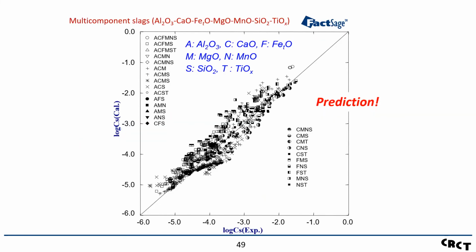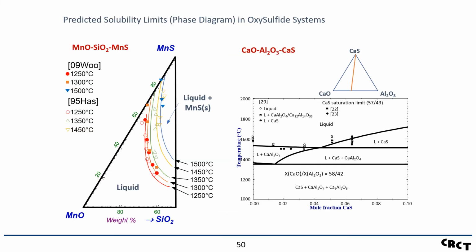Many systems have been done. Here are multi-component slags, alumina, calcium, iron, and so on. This is the log calculated sulfide capacity. Again, predicted, no fitting parameters, just from the Gibbs energies of the pure materials and from the oxide database. This is the experimental. This would be calcium, magnesium, silicon, calcium, magnesium, titanium, and so on. And to my surprise, actually, this predicted solubility limits goes up to high sulfur contents.